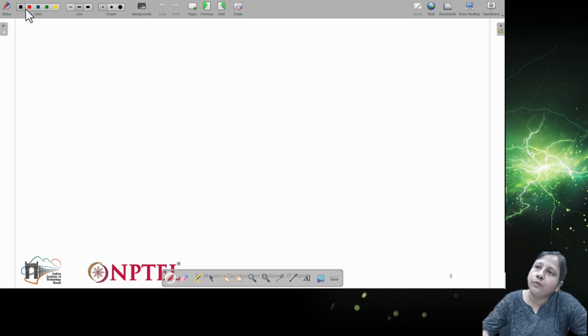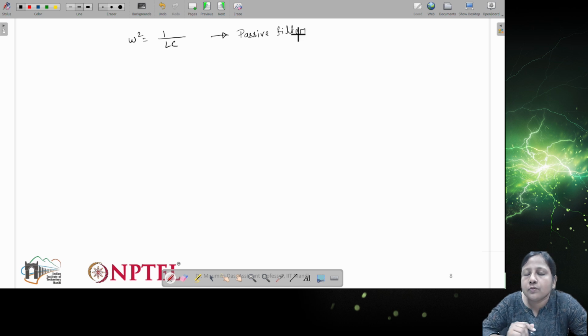So generally, whenever we try to use the passive filter, omega we represent as the cutoff frequency. We find omega equals 1 by root under LC, or omega square equals 1 by LC, right? This is the term we use in case of passive filter. Now in active filter, in place of C the gain term will come into picture. That is where the difference is coming. The op-amp output gain will come into picture.